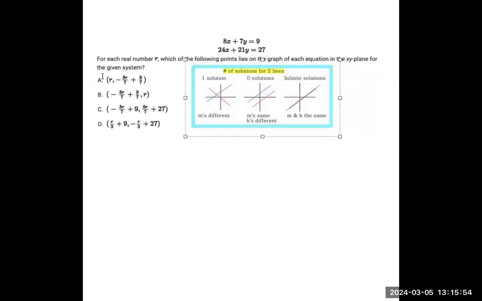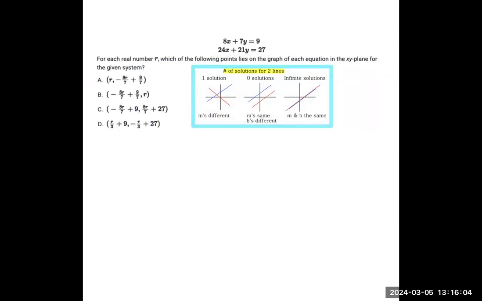So first of all, we have two equations and we're solving. Usually when you have two equations and you're being asked for anything related to the solution, it's an intersection situation. So let's just think for a second about the three ways two lines can interact. They can hit once, never, or all the time. And those all have ramifications on the slopes and the y-intercepts.